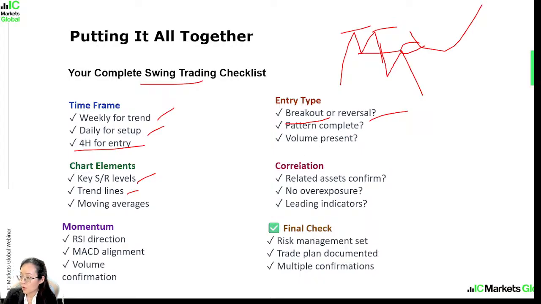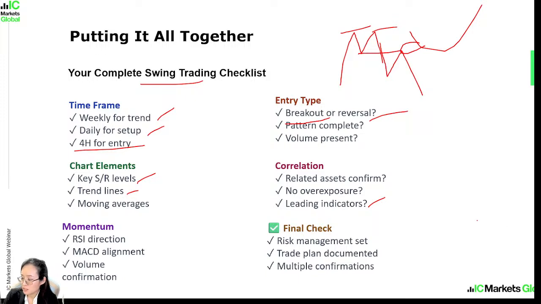Correlation: you can use correlation for your confirmation. Like if you trade EURUSD, GBPUSD, you can use the DXY for confirmation, which is if the dollar is at the resistance level, EURUSD and GBPUSD should be at the support level because they are negatively correlated. No overexposure. Leading indicator: to me, none. If talking about a leading indicator, I think that would be Fibonacci. Things like RSI, MACD, stochastic are, to me, lagging indicators.